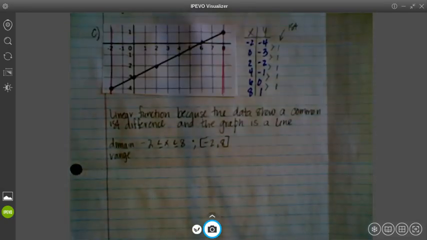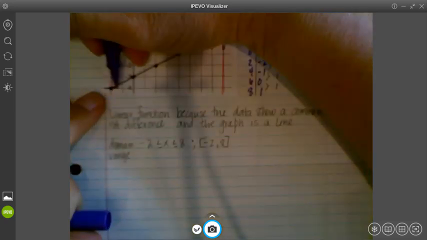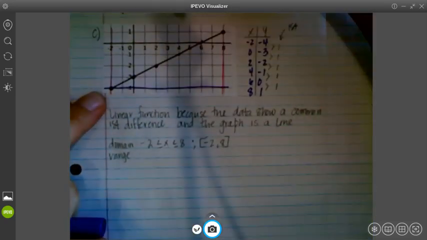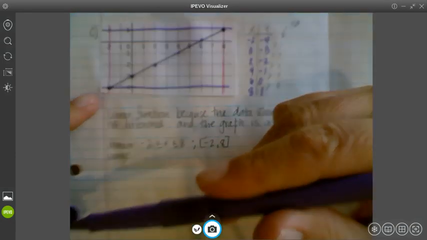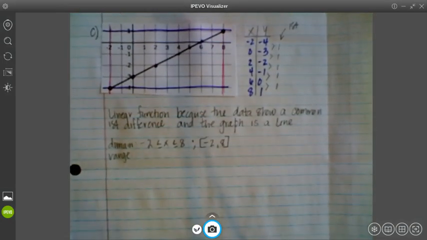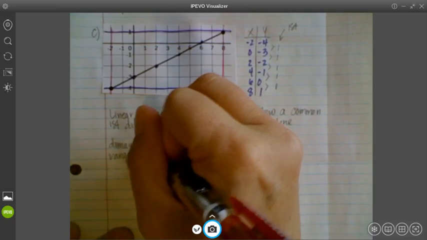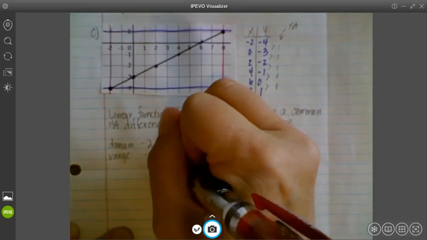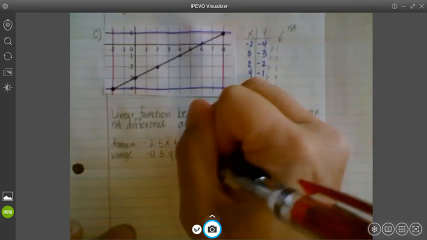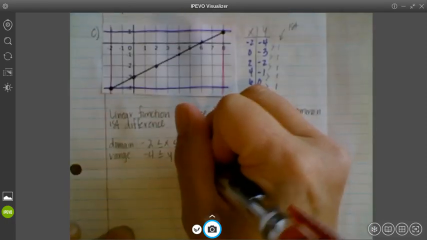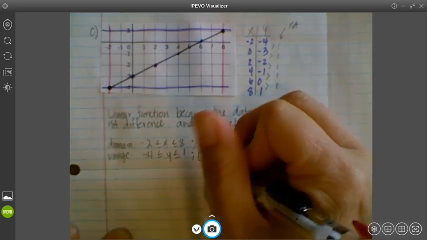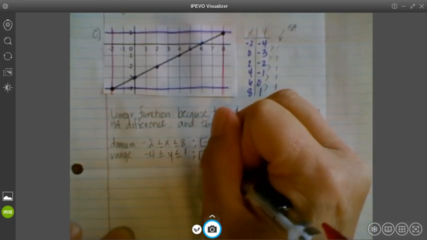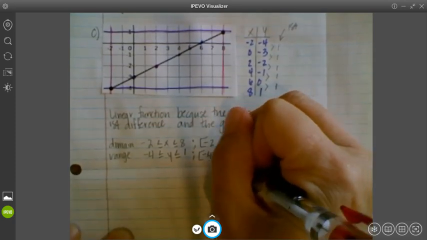For the range, it's the very bottom of the graph, which is here at -4, to the very top of the graph, which is here at +1. And that's our y value. So -4 is less than or equal to y, which is less than or equal to +1. In inequality notation, there. And in interval notation, we have bracket, -4, 1, close bracket.